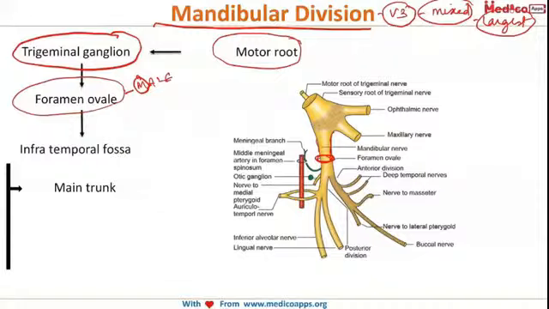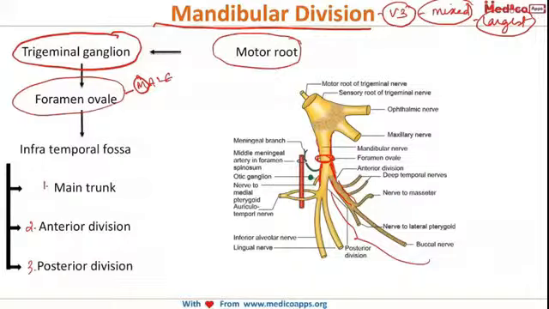the foramen ovale, within the infratemporal fossa, it gives out a few branches, and based on the branches we can divide the nerve into three parts. First we have the main trunk, then we have the anterior division, and then we have the posterior division. Okay, so here is the main trunk, and this is the anterior division here, and this is the posterior division here. Okay, so we will learn about the branches of mandibular division in these three divisions.